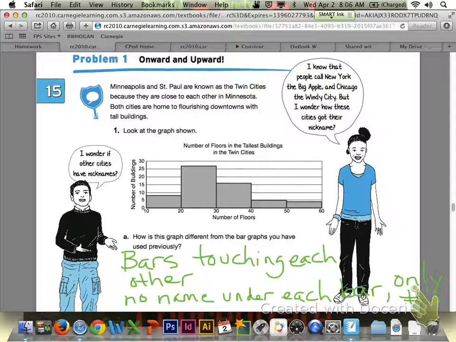Some things that you should have noticed from this display of data is that this graph has the bars touching each other. In bar graphs, those would be separated. Also, there is no name under each bar on the horizontal axis. As you can see, there are only numbers that are marked at intervals. So those are just a couple of differences as far as what you've seen from bar graphs that we talked about earlier in chapter 15.